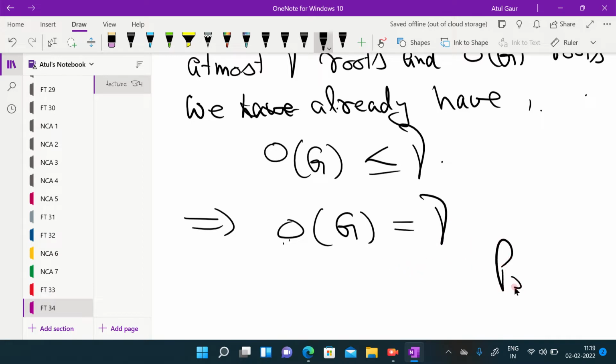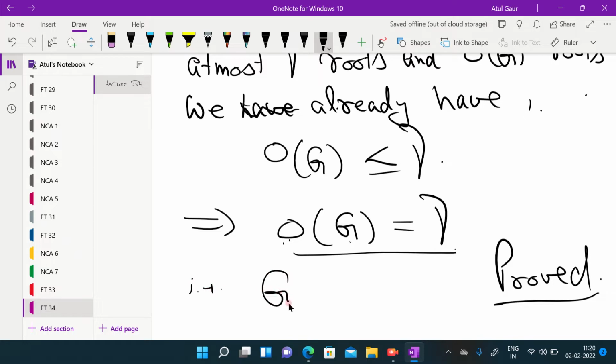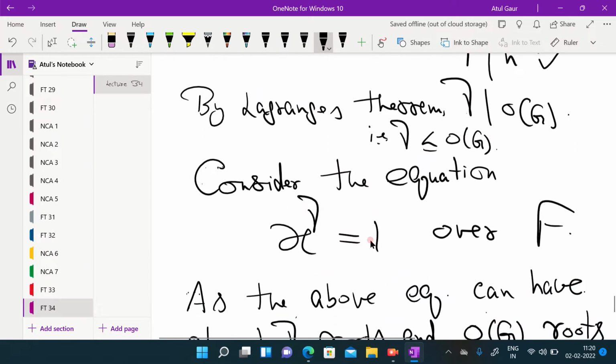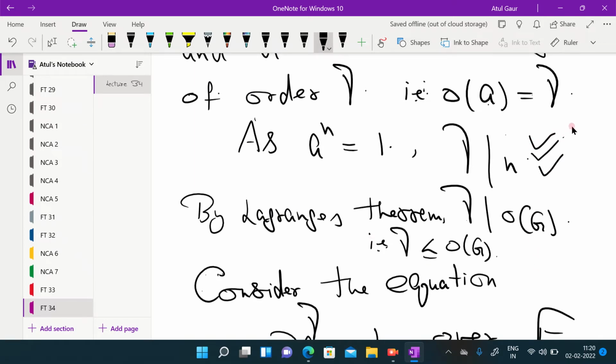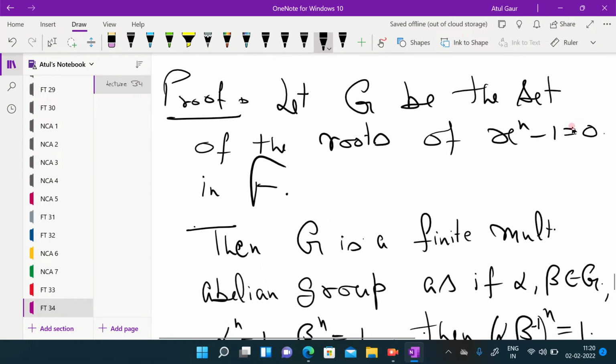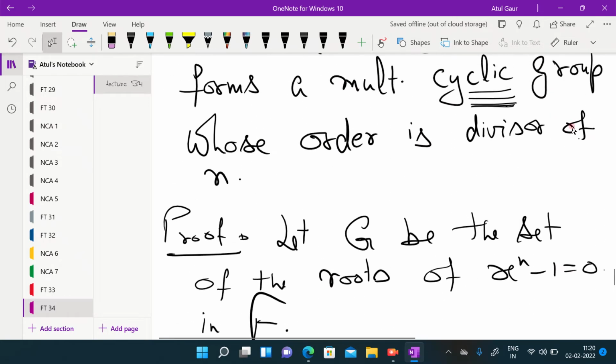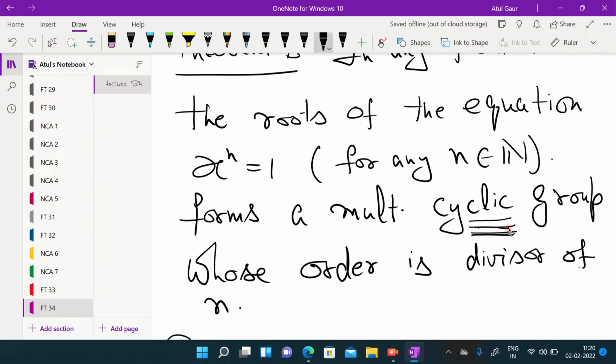So this completes the proof. I think I have proved everything. Order of G is gamma. G has an element of order gamma. That means G is cyclic. Right? And gamma divides n. So, gamma divides n. This one. So I think I have proved all the things. Look at this statement. Cyclic group, order of G divides n. Is this all right?